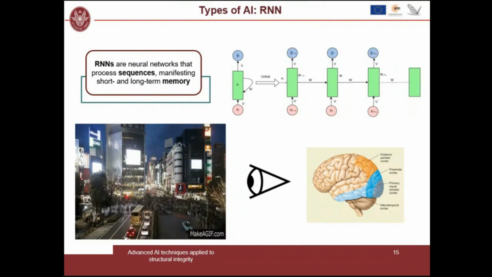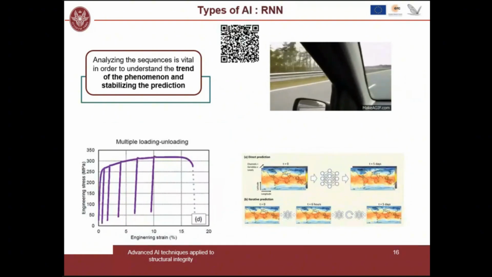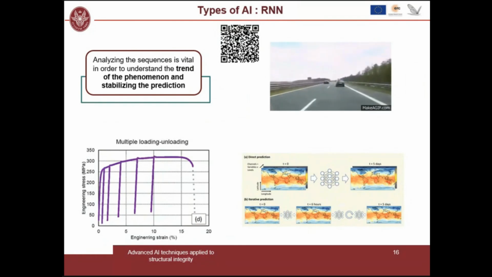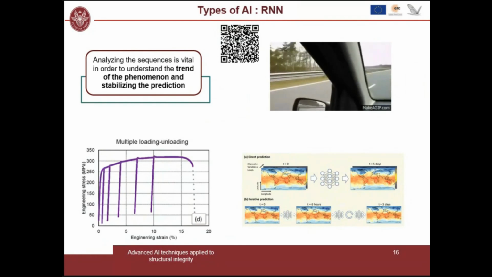Another kind of really interesting neural networks that we will see a lot in our work are the recurrent neural networks. Recurrent neural networks process sequences, and they work basically also as our brain works. But why are sequences so important? Here you see a very simple GIF. You see a speeding car.